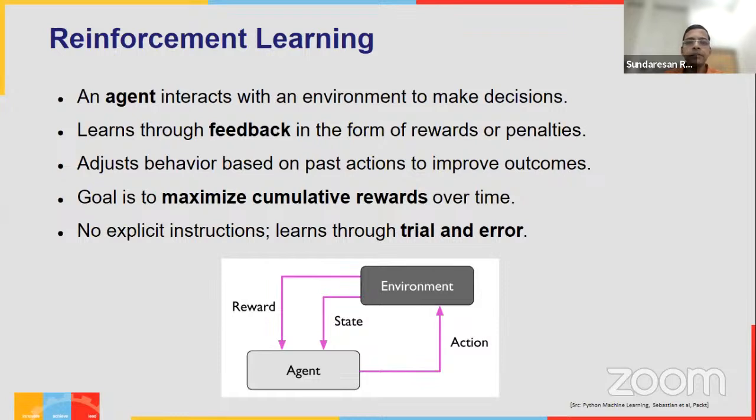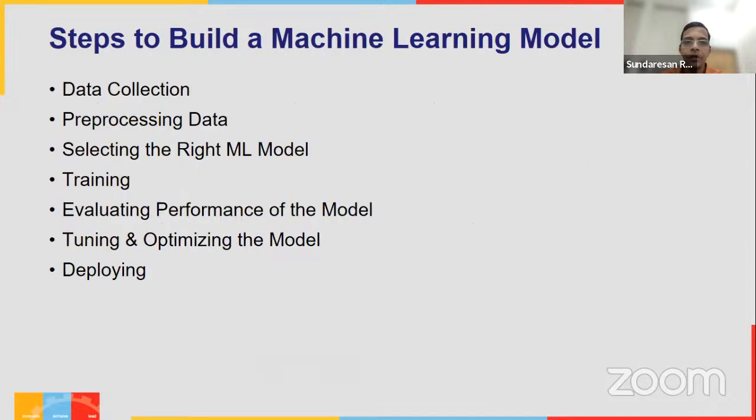And then finally, there is reinforcement learning, where an agent interacts with the environment to make decisions and learns through feedback, which comes in the form of rewards or penalties. And the idea is to maximize the cumulative rewards over time. It basically learns through trial and error without any explicit instructions.